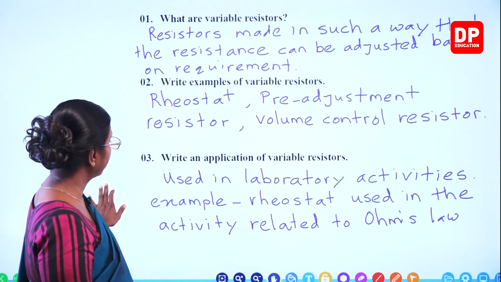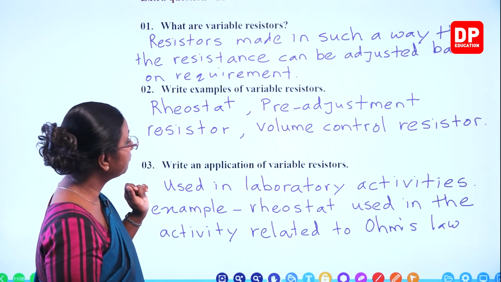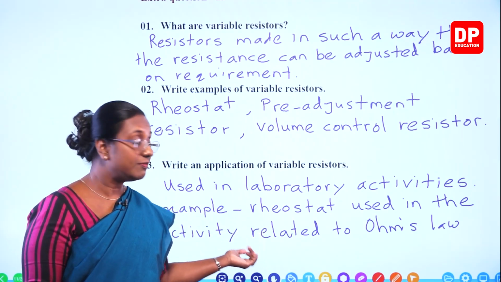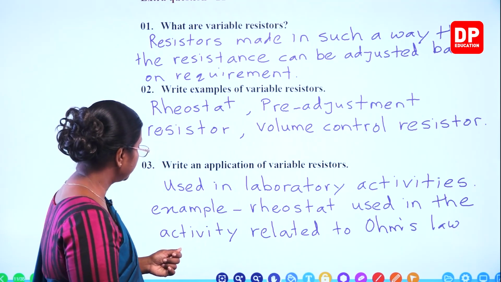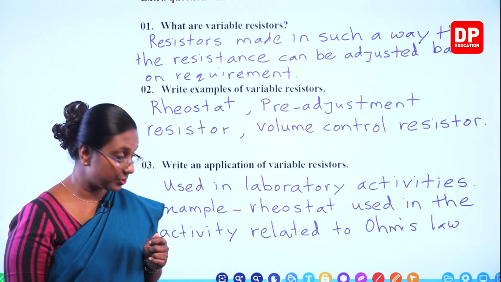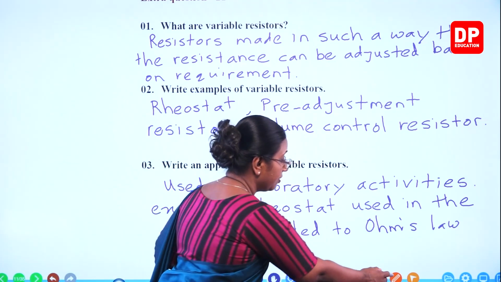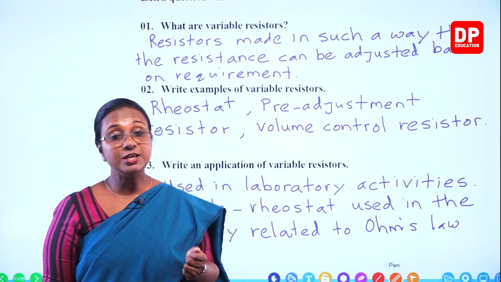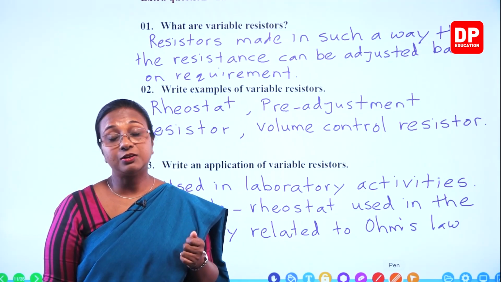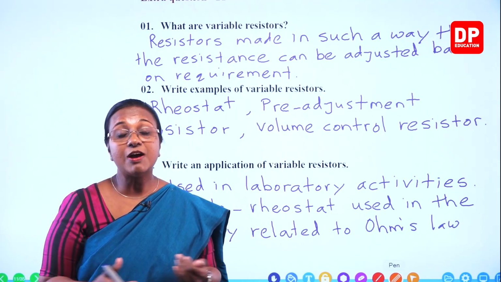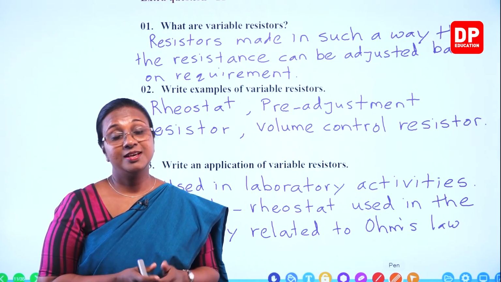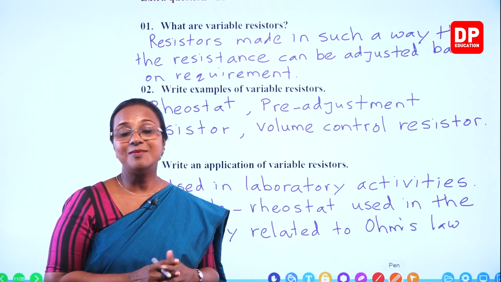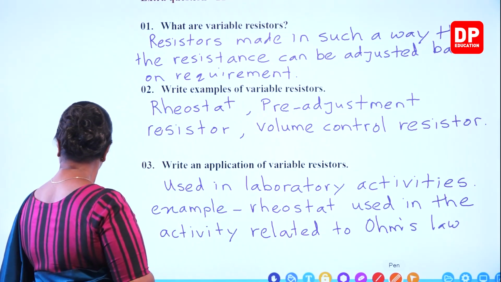Then the last one, write an application of variable resistors. It is used in laboratory activities. I have given an example: rheostat used in the activity related to Ohm's law. In addition to that, if you like, you can say used to control the volume of a radio and also used in electronic circuits. You can write any one of the applications. I am sure you all would have done that correctly. With that, students, I'll move on to the next question.